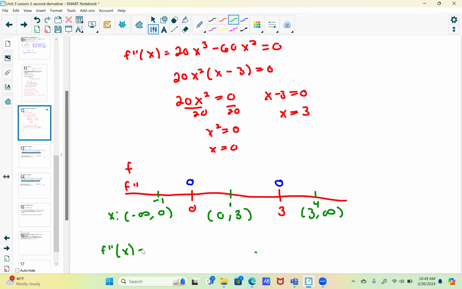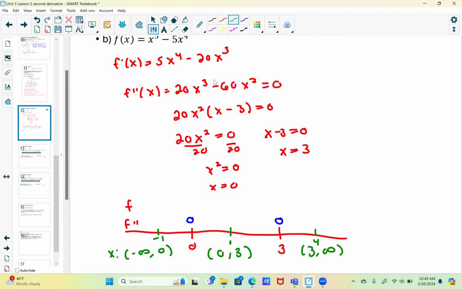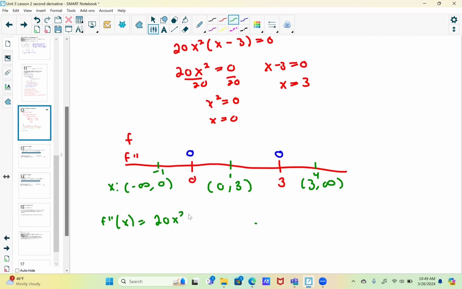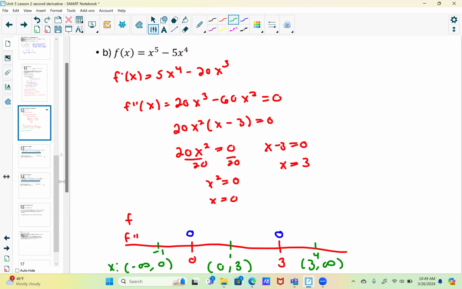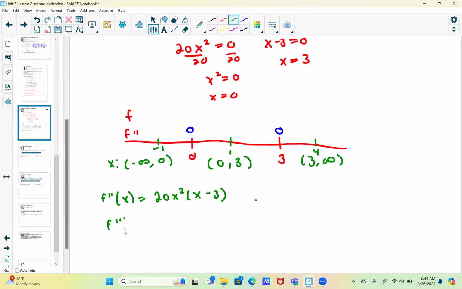Now, you may use either the factored form or the original. It doesn't really matter. I am going to use the factored form because that one is quicker to do in my head. You may, again, use your calculator and put this into y1 and find it that way as well. But if I plug -1 in, I get 20 times -1 squared, which is a positive. -1 minus 3 is a negative. And so a positive times a negative is a negative. And again, that's all I care about. So this is negative and my function would be concave down.